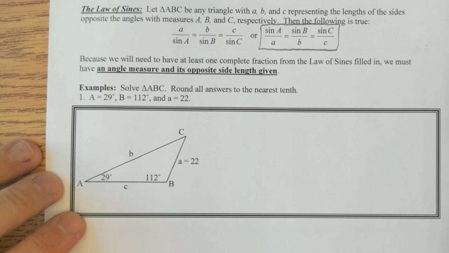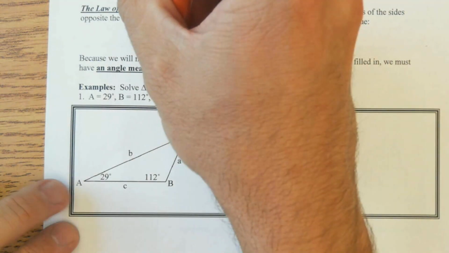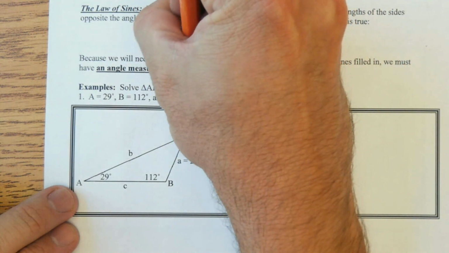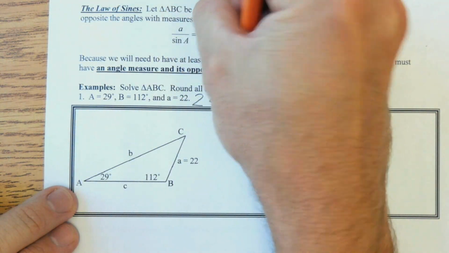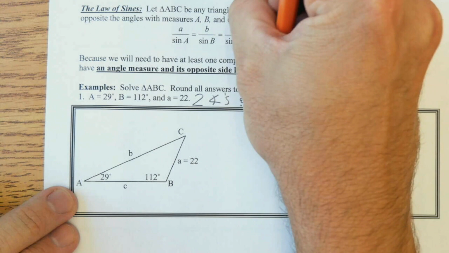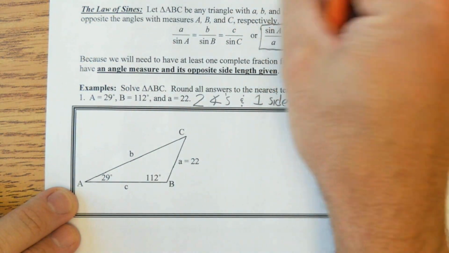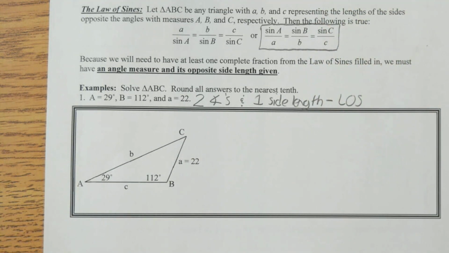So let's go ahead and look at this first question. It says solve triangle ABC, round all answers to the nearest tenth. So how do we know when to use law of sines? Well, we know to use law of sines when we're given two angles and one side length. Okay, and you're going to see this a lot. LOS means law of sines, okay?